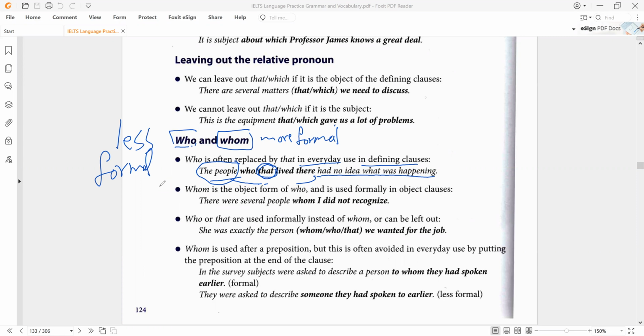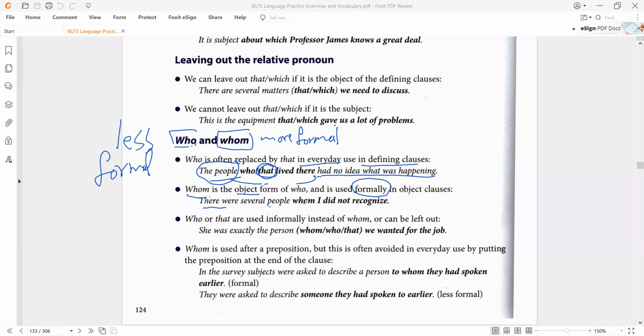Whom is the object form of who, and it is used formally, in object clauses.